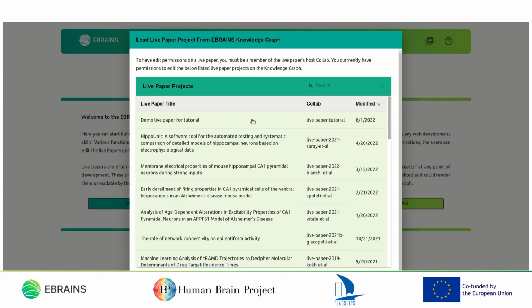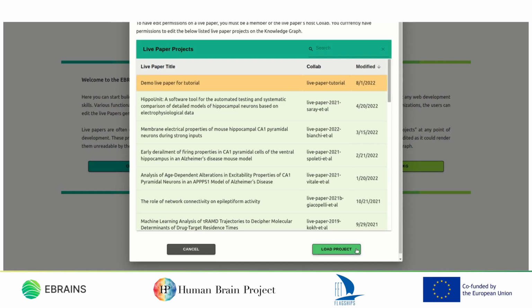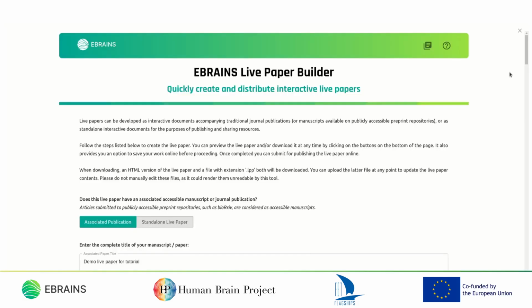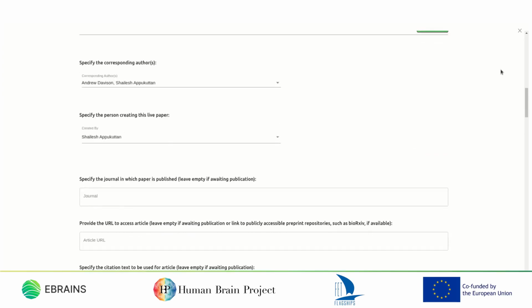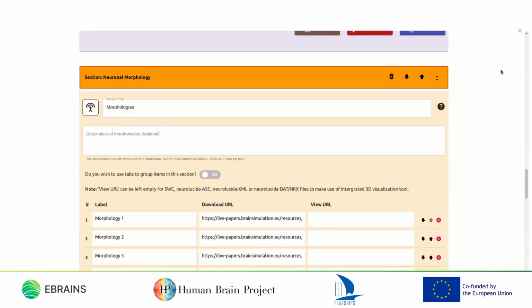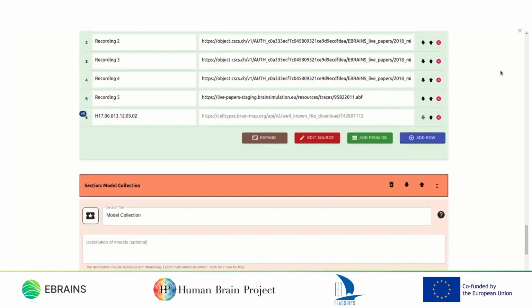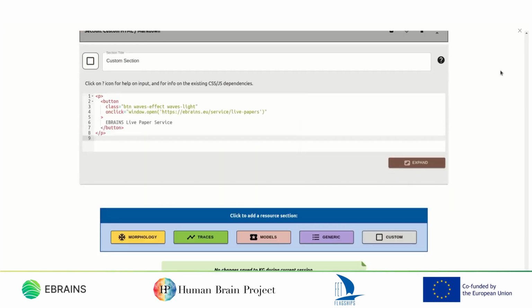Alternatively, I could have used the search box at the top to find our live paper. I select our project and then click on Load Project here at the bottom, and we see that the live paper builder is now open with all the information that we had previously specified. These two features that we have just seen, that is load from file and load from KG, allow users to work on live paper projects over multiple sessions and even with multiple collaborators working on it together.